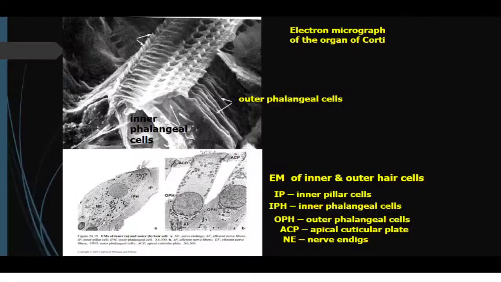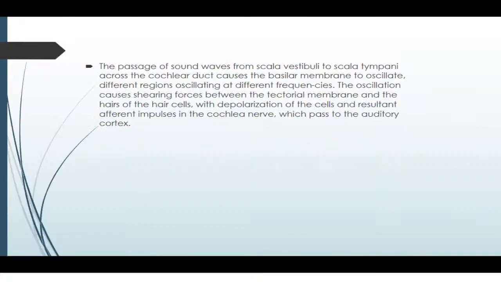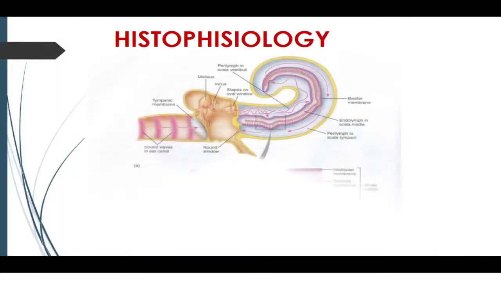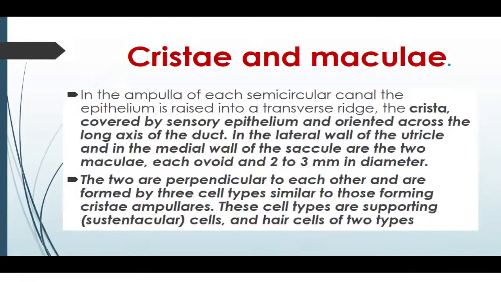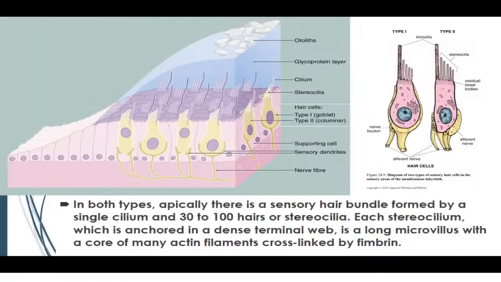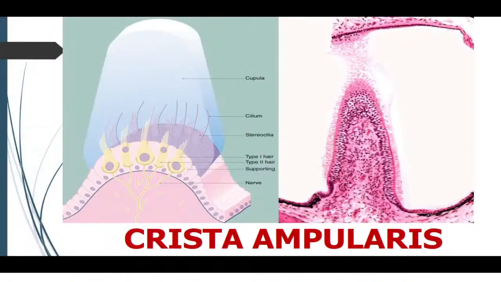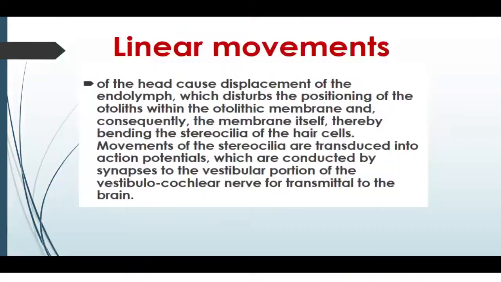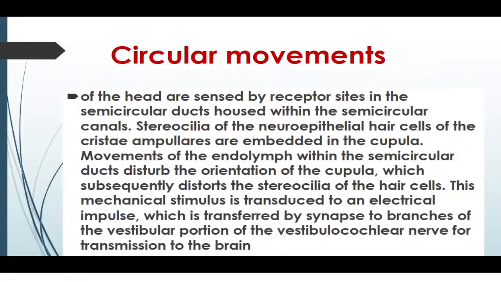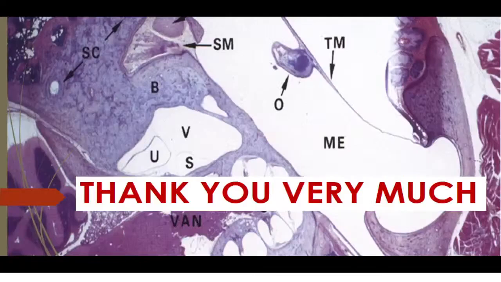And last, the tectorial membrane we have seen, and the histophysiology and structure of the crista ampullaris and macula. This is the macula with otolith stones, and the crista ampullaris. One of them provides linear movement and the other circular movement.